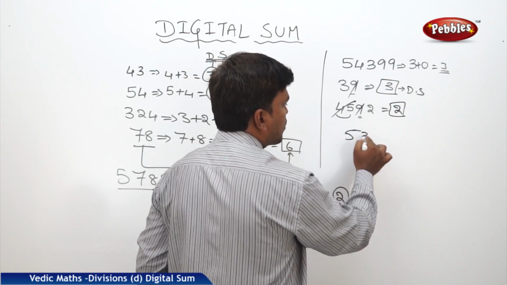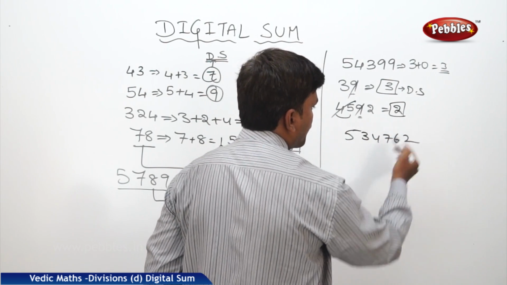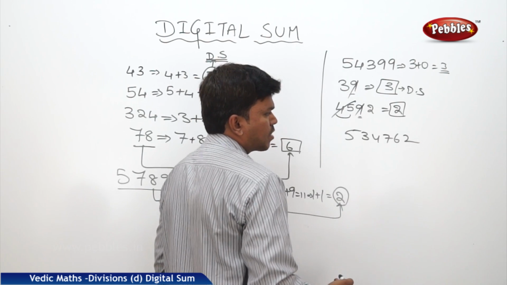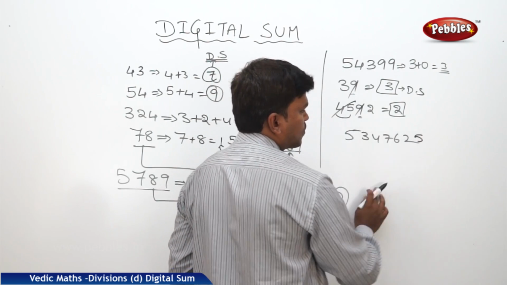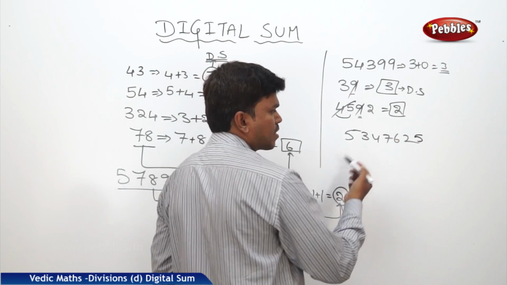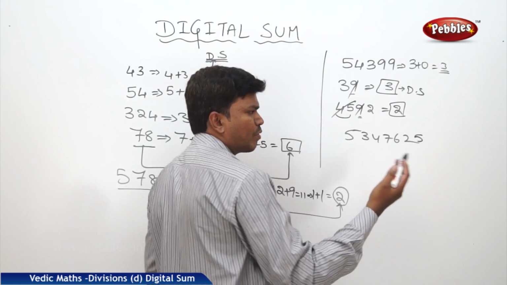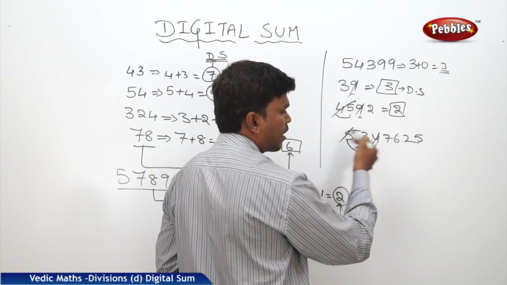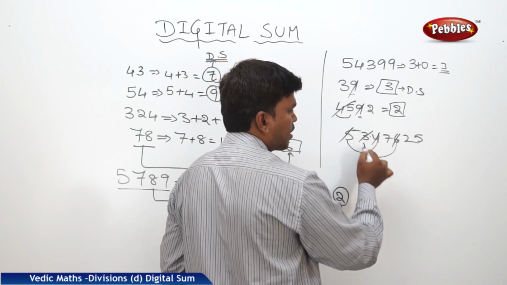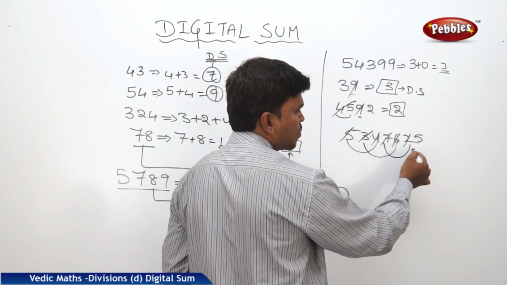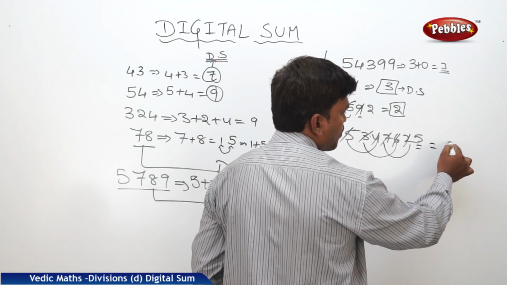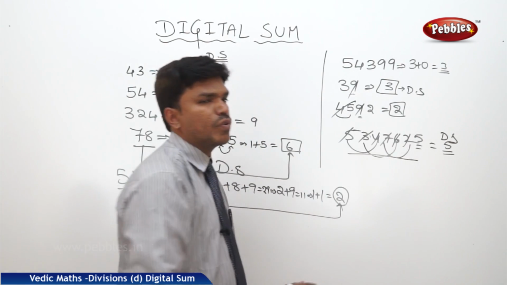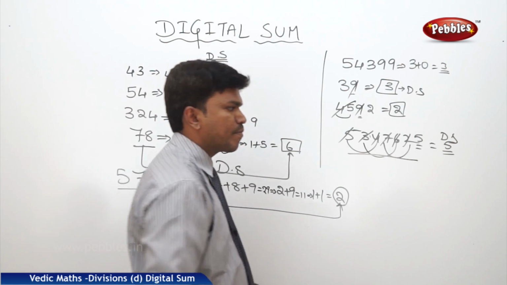Suppose 534762. So 534762, I want the digital sum. So simply there are no 9s to ignore, but even though there are digits which are adding up to 9. 5 plus 4, 9, ignore. 3 plus 6, 9, ignore. 7 plus 2, 9, ignore. So what is the finally? 5. So my digital sum is how much? 5. Digital sum of 534762 is 5.